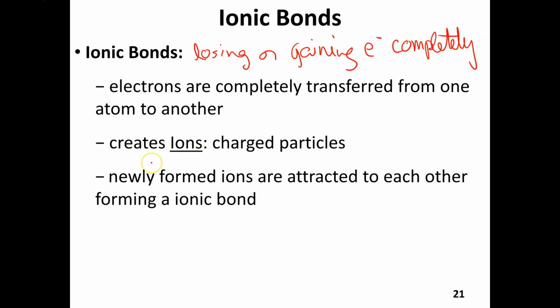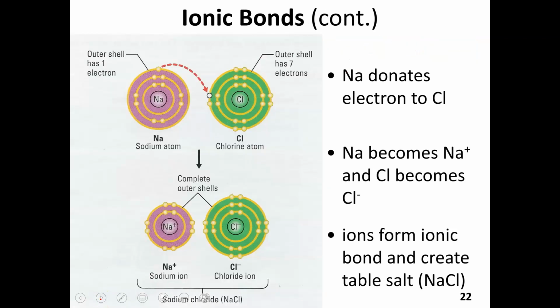Forming these ions. So let's look at what that looks like. Here we have sodium. I told you sodium has 1 electron in its outer orbital. It either wants to gain 7 or lose 1. It's easier to lose 1 than gain 7. Chlorine, on the other hand, has 7 electrons in its outer orbital. It wants to gain 1 or lose 7, right? So again, it's going to want to just gain 1.